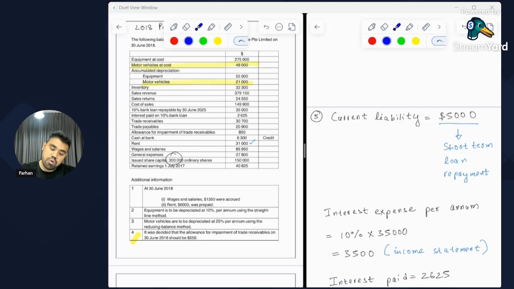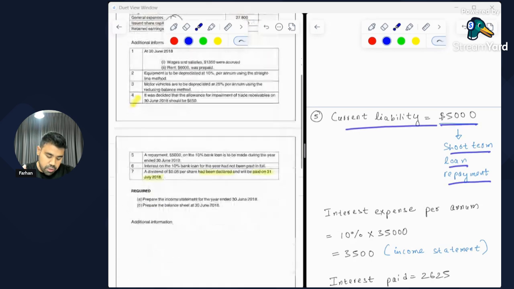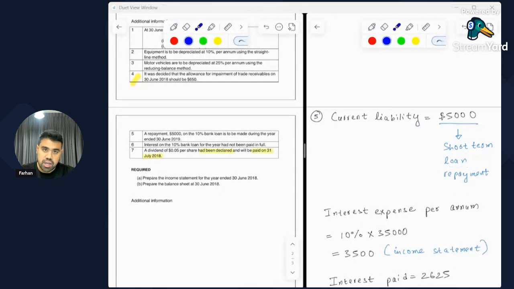All right? So when you prepare the balance sheet, under the current liabilities section, you need to show short-term loan repayment of $5,000. Okay? Now, there is an interest rate associated with this bank loan, which is 10%. All right? Now, this 10% is an annualized rate. We like to say this as 10% per annum.